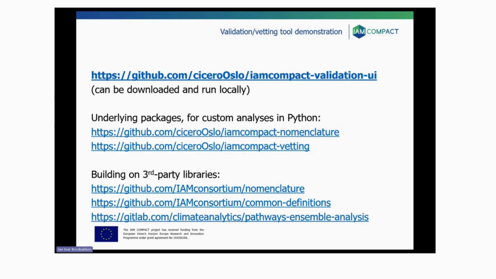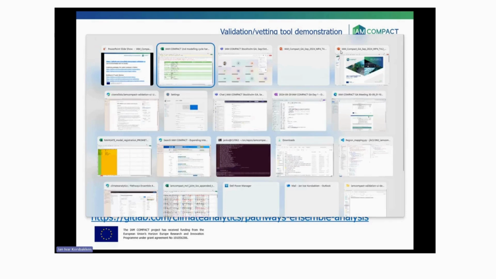We also built on some third-party libraries, mostly from the IAMC, so the nomenclature repository that some of you might be familiar with, and the companion common definitions repository. They're made for assessing naming conventions and defining naming conventions. But I'll just move on here to the main demo itself.